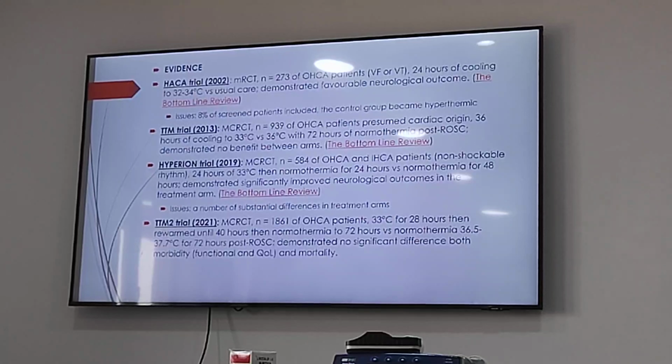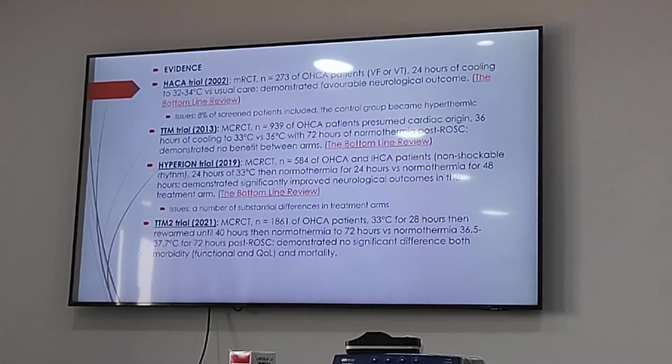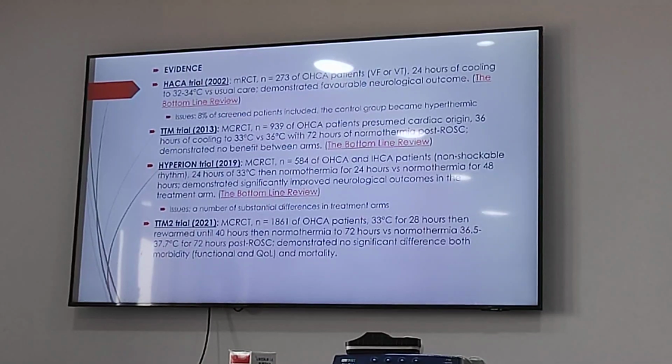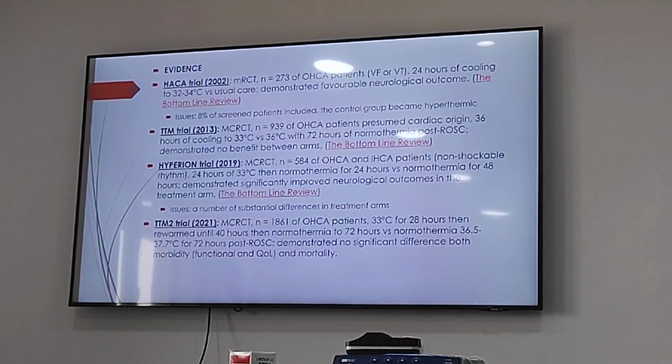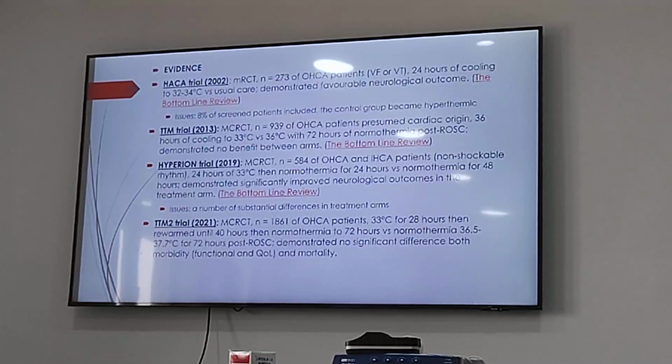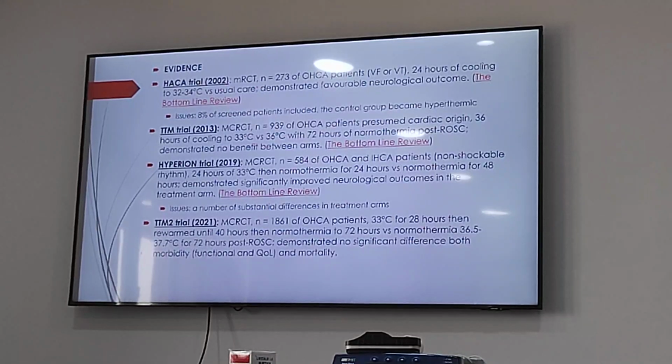And in 2021 was the TTM2 trial. Again, with out-of-hospital cardiac arrest patients, they kept the patients for 28 hours at 33 degrees Celsius, then rewarmed until 40 hours, then normothermia to 72 hours. The other group was normothermia itself, 36 to 37.7 for 72 hours post cardiac arrest. So they found that there is no difference in morbidity and mortality in these two groups. So what is the bottom line? This is the bottom line.